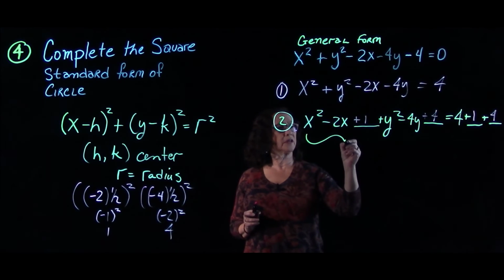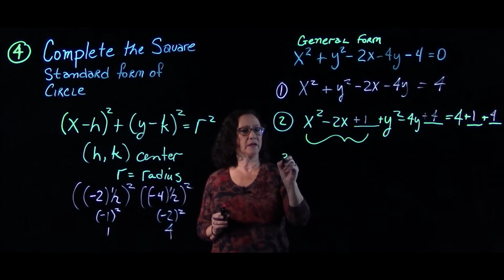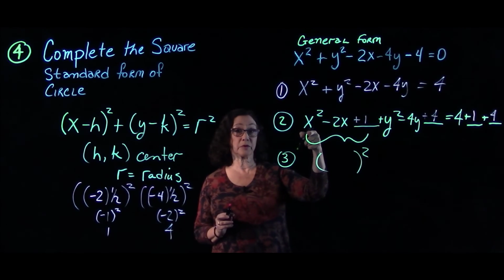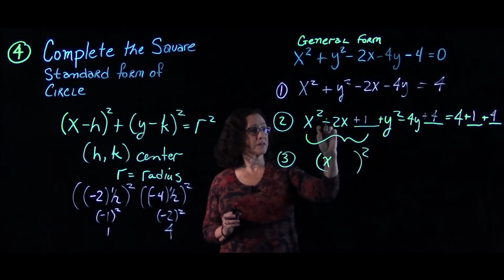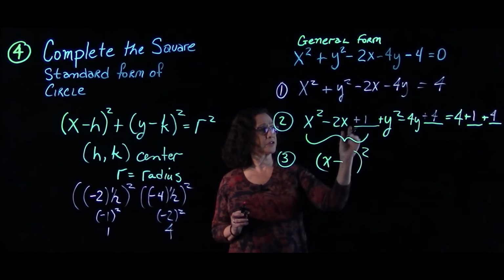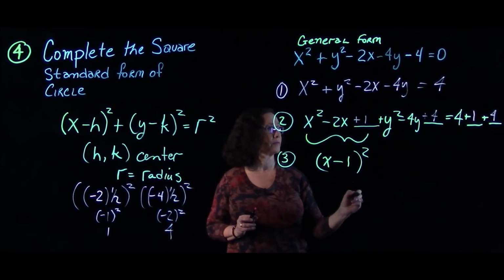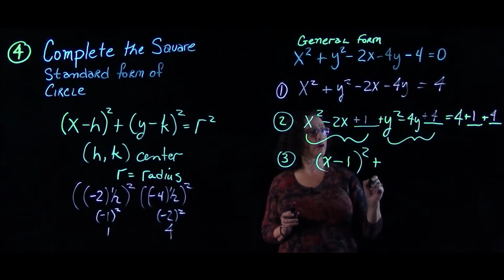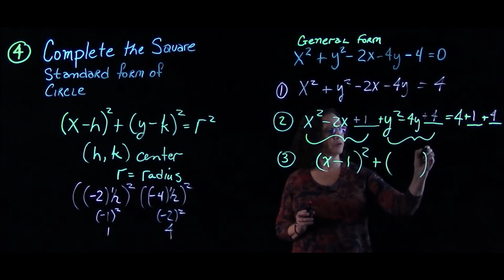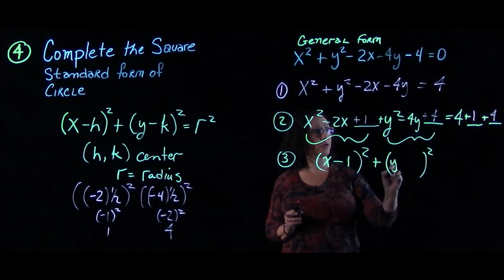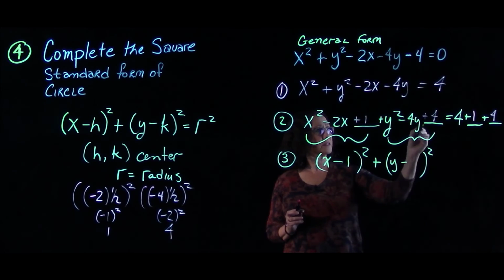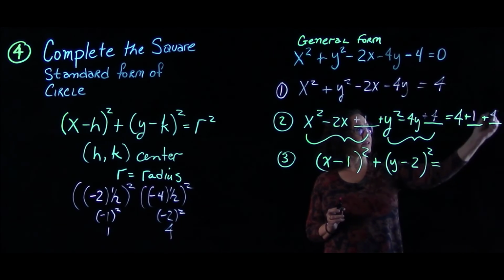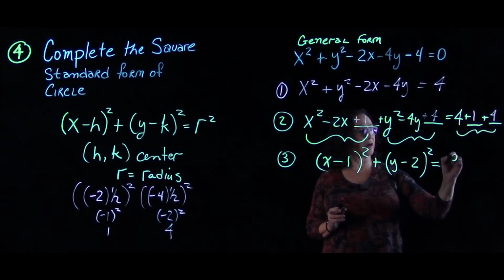This allows me to change my trinomial into a binomial, where you take the square root of the first term, the sign from the linear term, and the square root of your third term, plus, and then we take our trinomial with our y's and change that into a binomial. Square root of y squared is y. The middle sign is a minus, and the square root of 4 is 2, equals, and this over here is a 9.